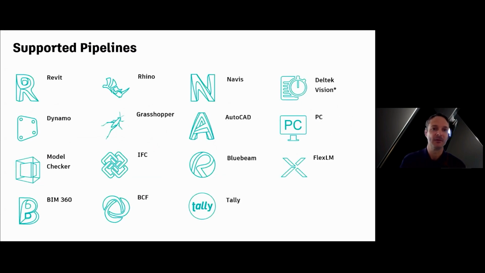We were able to tap into all of these pipelines. So we were able to look at Revit, we were able to look at Dynamo, we were able to use Model Checker, BIM 360, BCF files, IFC files, Rhino, Grasshopper, Navis, AutoCAD. The list just went on. So this really opened our eyes to having this real understanding of the digital footprint of the company across all of the products and not just to focus on one product.